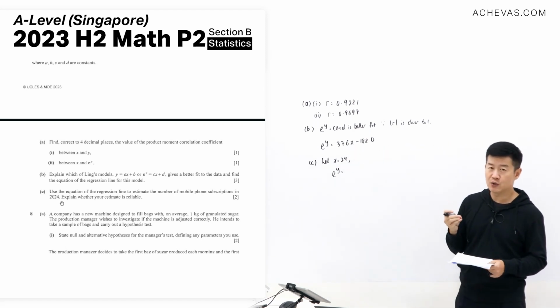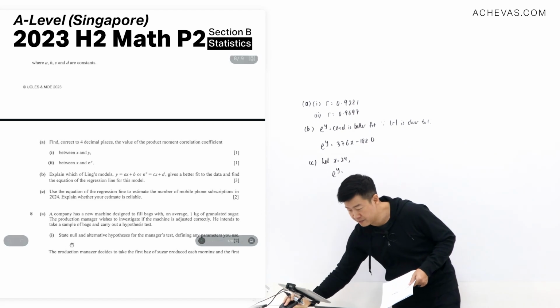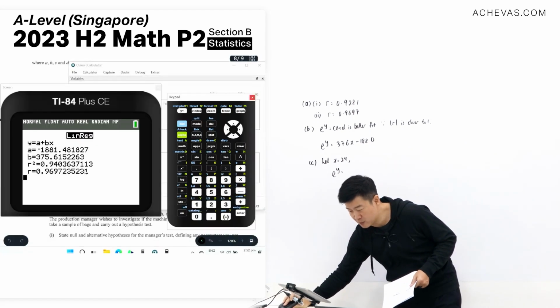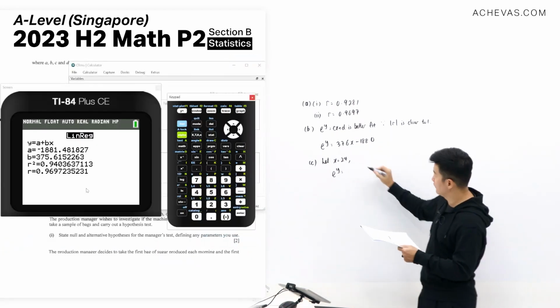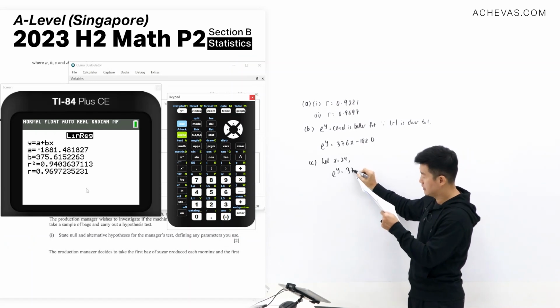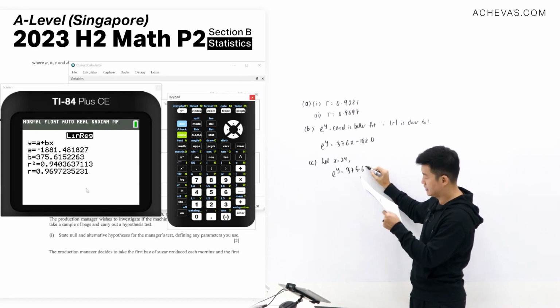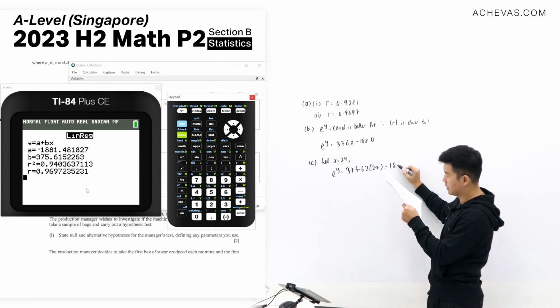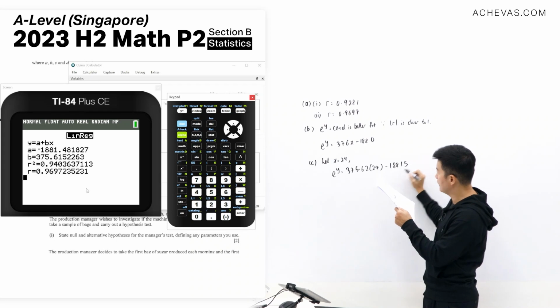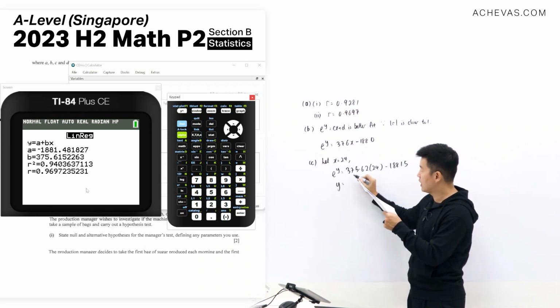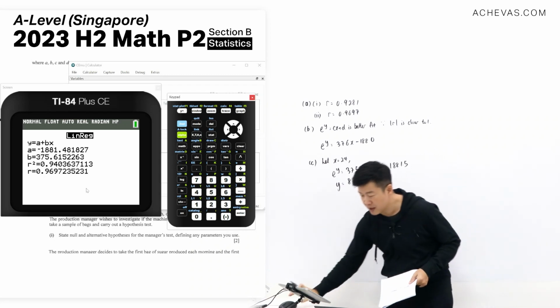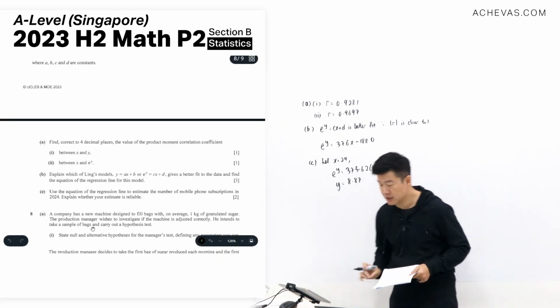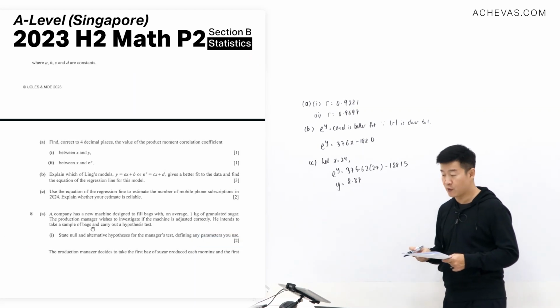But this time, I should use at least 5 significant figures. So let me display what we have here again. Using 5 significant figures, we are talking about 375.62 multiplied by 24 minus 1881.5. Calculating for y by doing a ln on this gives 8.87. So this will be our estimation of the number of mobile phone subscriptions.